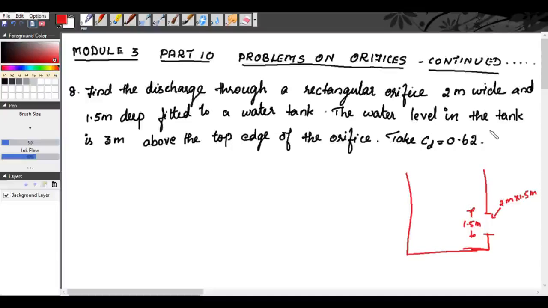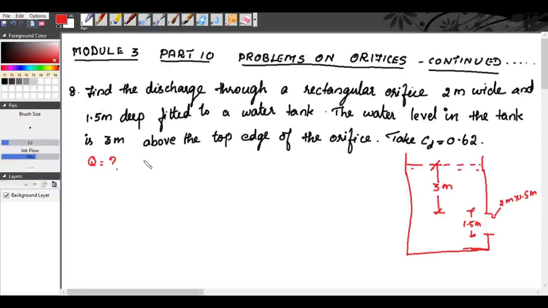The water level in the tank is 3 meter above the top edge of the orifice. Take CD equal to 0.62. Now we need to find the discharge. So how will we solve this problem?